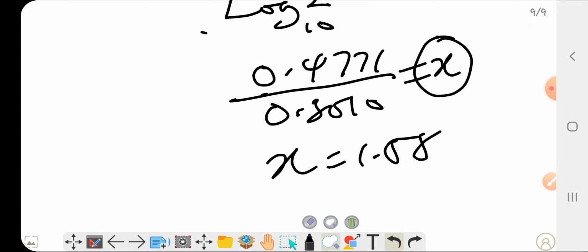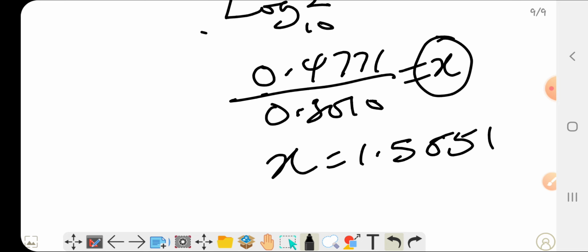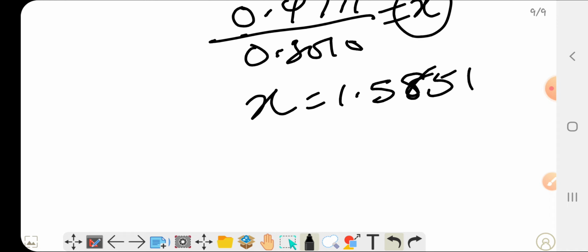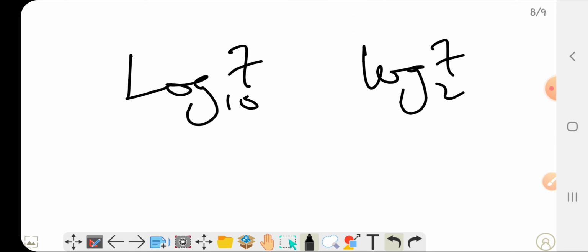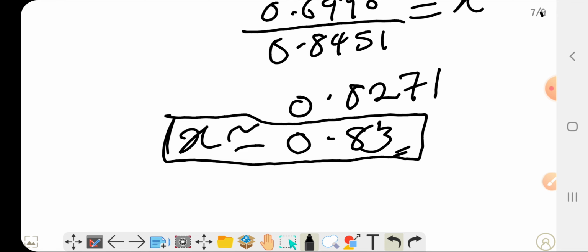But let me write this properly. 1.5851. So we could now round up to, let's say, 2 decimal places. So I want to end up having x is approximately 1.59 to 2 decimal places. While this one, we also rounded up to 2 decimal places also. So that's it.